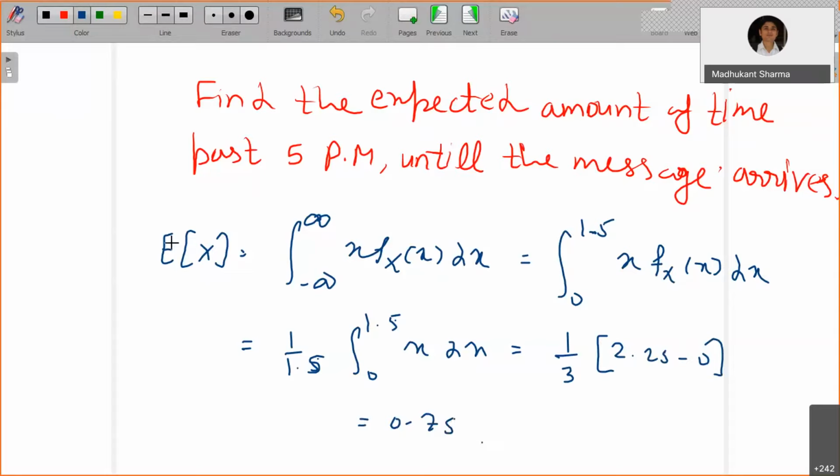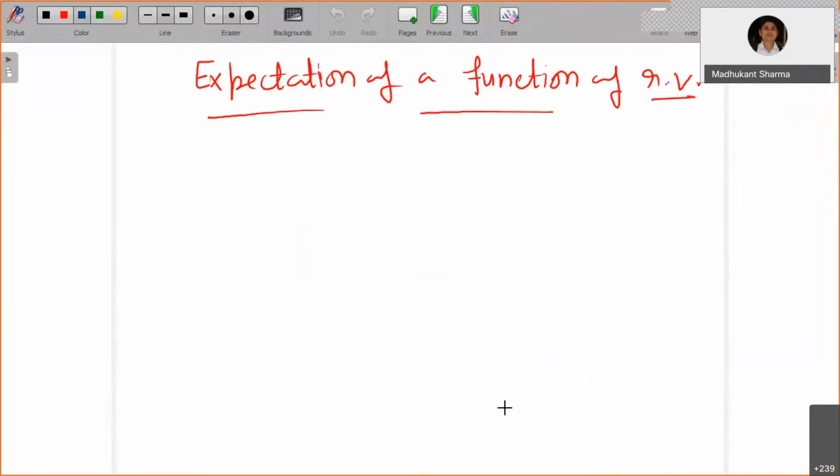So the expected amount of time past 5 p.m., it is a number of hours, is 0.75 hours. The delay will be 0.75 hours. Okay, right.